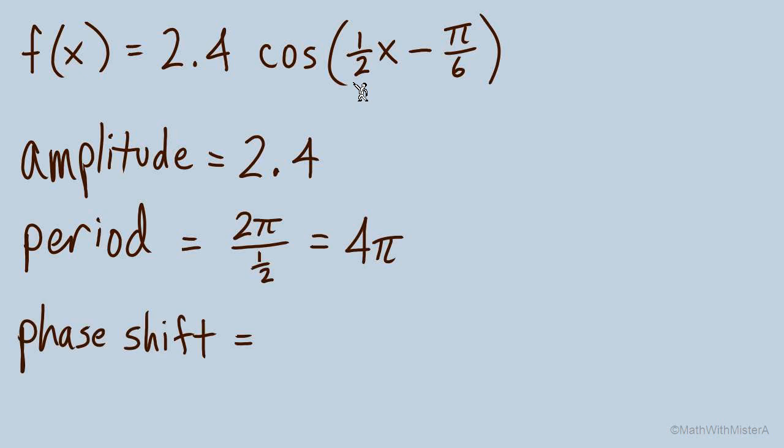And lastly, the phase shift, c divided by b, and flip signs, pi over 6 divided by 1/2. So again, that's times 2. That's going to lead us to a positive pi over 3. And let's go through the steps of coming up with this transformed graph as well.